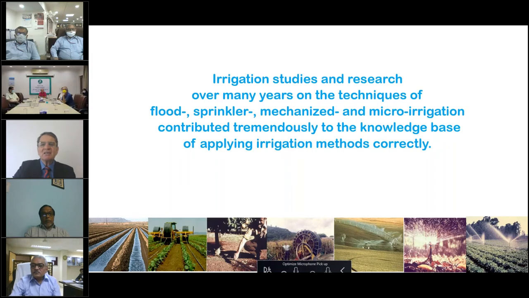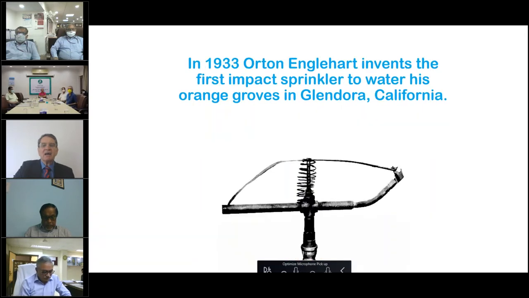Now, irrigation studies and research over many years on the techniques of flood, sprinkler, mechanized and micro-irrigation contributed tremendously to the knowledge base of applying irrigation methods correctly. And many people contributed to innovative technologies over centuries. Going back to 1933, Orton Engelhardt invented the first impact sprinkler to water his orange groves in Glendora, California. That is a picture of the very first impact sprinkler.